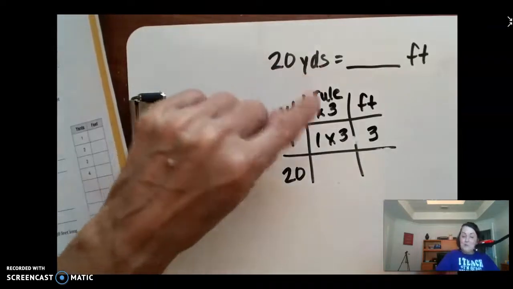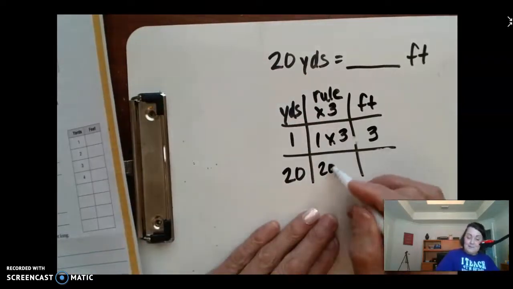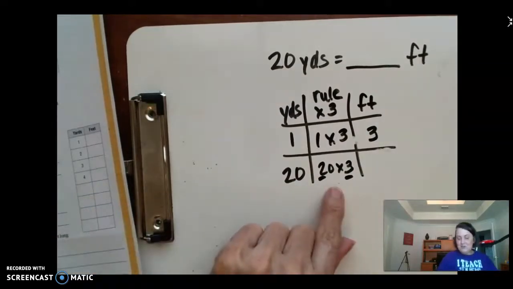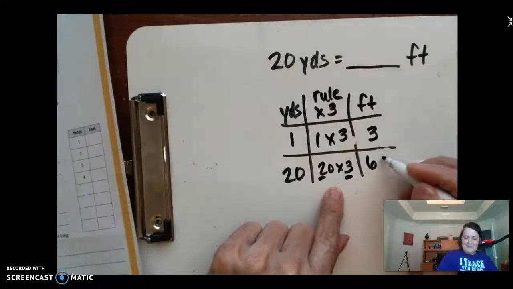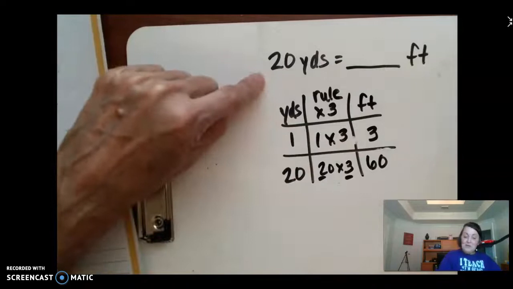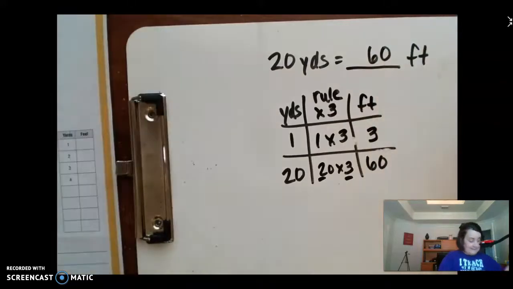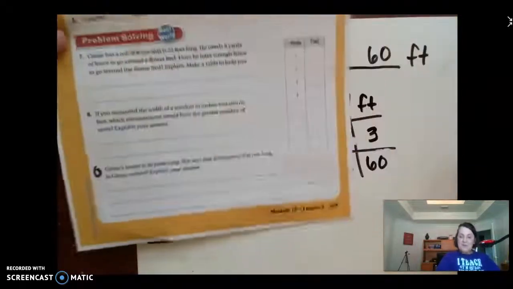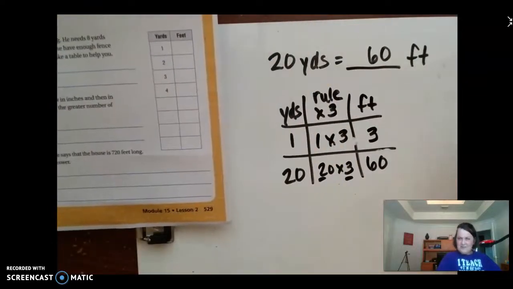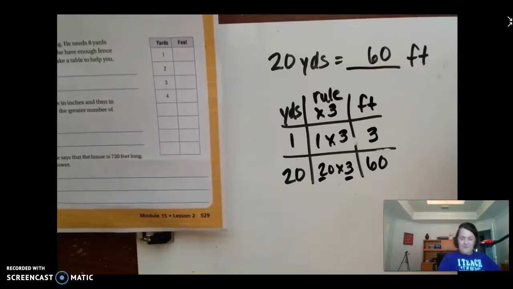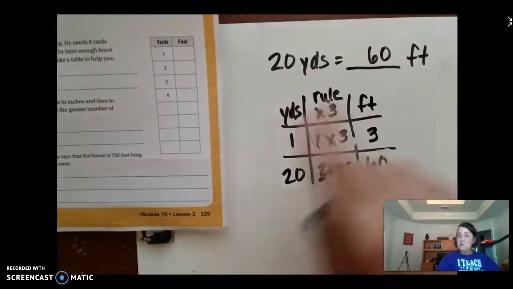Okay. Now we're going to write our expression. 20 times 3. Oh, look, 2 times 3 is what? 6. And then shift one place value. Take a left. So our answer is 60. So we know that 20 yards is equal to 60 feet. And she says that her house is 720 feet long. Is she correct? No, she's not. She's way off. Wonder what she did. I bet she didn't use a tic-tac-toe and put output.